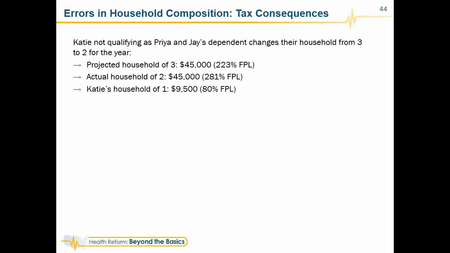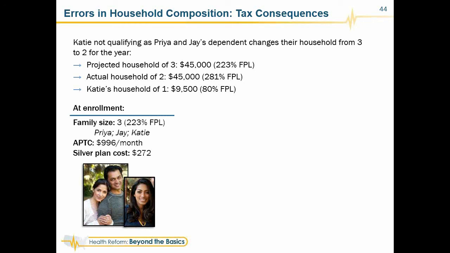Previously, they had a projected household size of 3 at an income of $45,000. At the end of the year, Priya and Jay have an actual household size of 2 on that same income. And Katie has a household size of 1 based on her income. It was her work study plus the summer job.